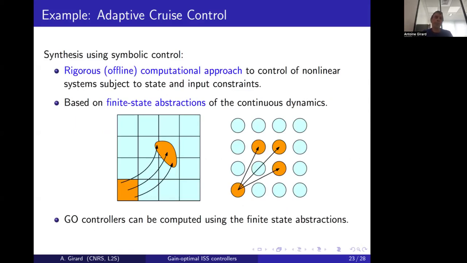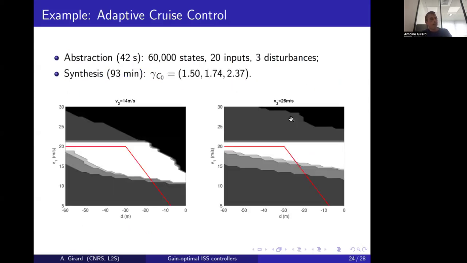So to do that, we're going to use the symbolic control approach. So we use the symbolic control, and we somehow go from our continuous system to a discrete one by discretizing states and inputs. So we have a partition, and then we analyze the possible transitions between elements of the partition. And basically, this gives us a finite state model. And we're going to use that finite state model to compute a gain optimal control. This is the type of controller that we get.